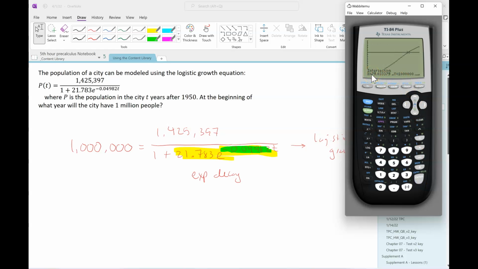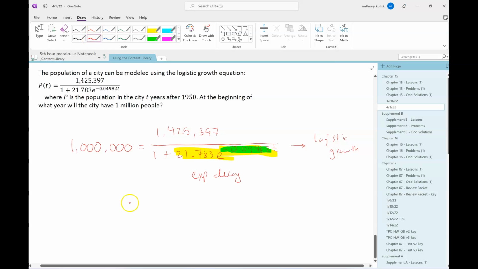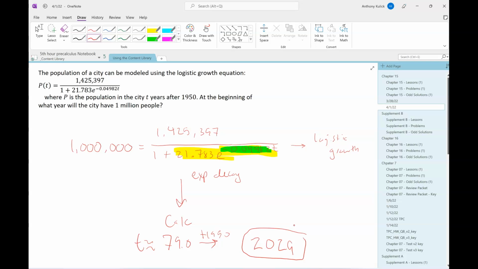79, basically even, right? That's basically 79 even. So when I add 1950 to it, that would be the year 2029. Notice I didn't have to worry about rounding up here since this was 79 even, right?